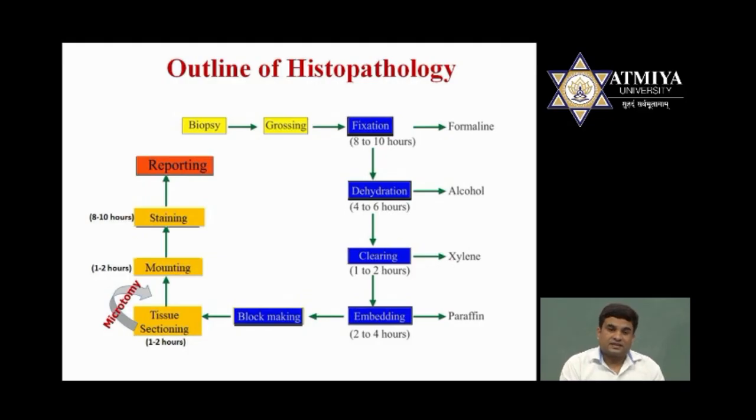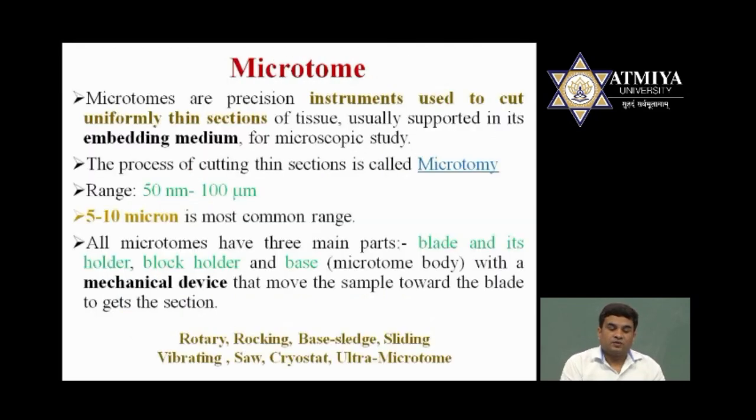That block is ready for sectioning. So now we have to section the tissue block to obtain thin paraffin sections. For getting the paraffin section, you need an instrument, and that instrument is the microtome. A microtome is a precision instrument which is used to cut thin sections of tissue, and that tissue is finally used for microscopic study.